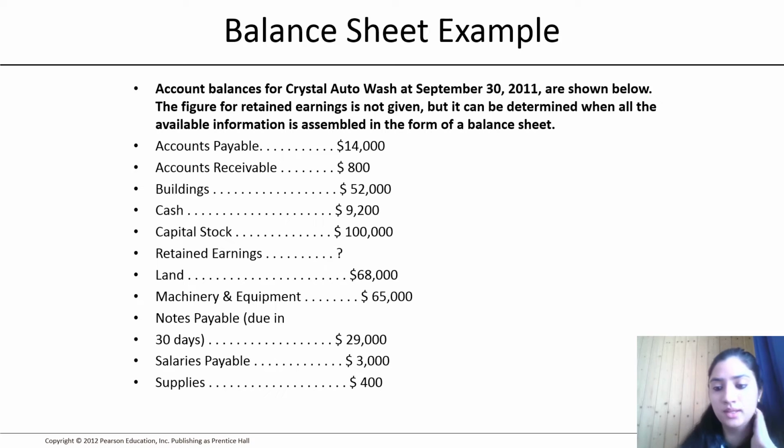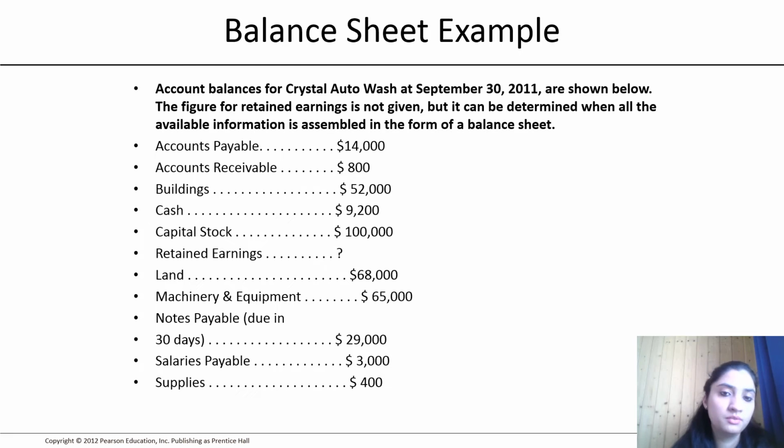So here is an example that you can see. There is a lot of information here in the form of raw data, and you will figure it out in the form of a balance sheet. We will create a balance sheet out of this data. So let's see here. Account balances for Crystal Auto Wash at September 30, 2011 are shown below. Information regarding the retained earnings is not given. That we will find out. I will explain how. But it can be determined when all the available information is assembled in the form of a balance sheet.